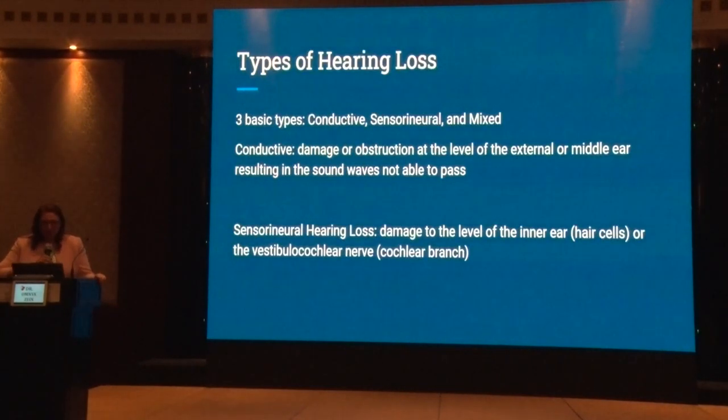Types of hearing loss. We have three main types of hearing loss. The first one, conductive hearing loss. Conductive hearing loss means that the problem is in the external canal or the middle ear. And usually for conductive hearing loss, our management will be either medical or surgical. Sensorineural hearing loss means it is an inner ear or auditory nerve problem.